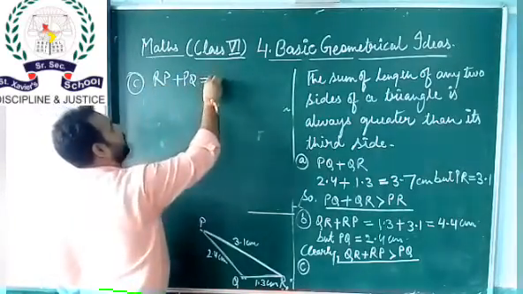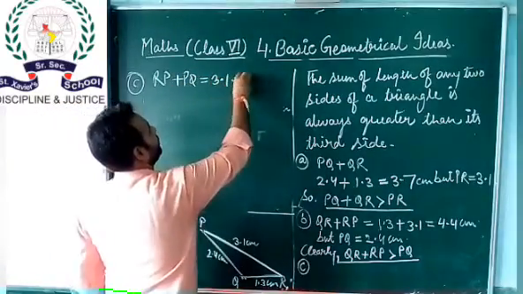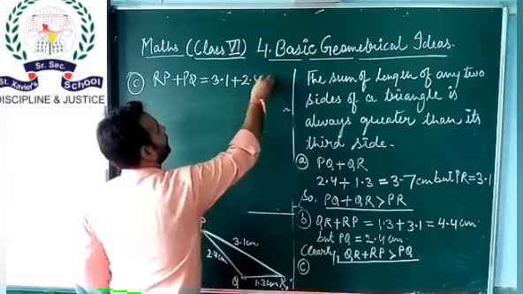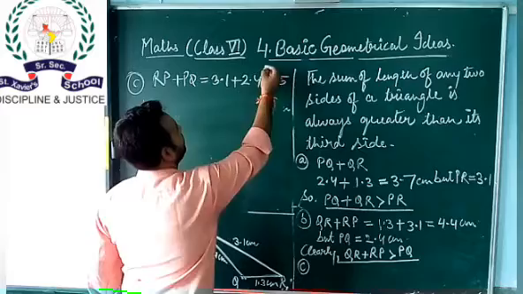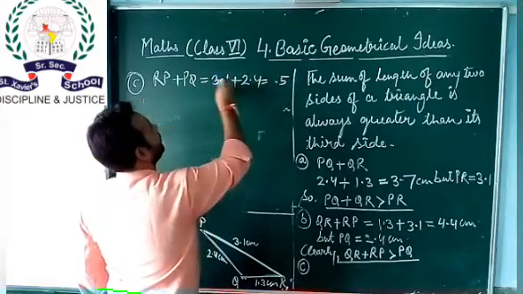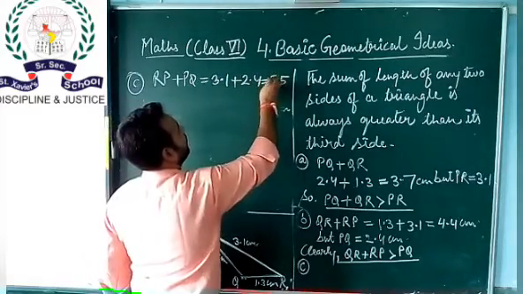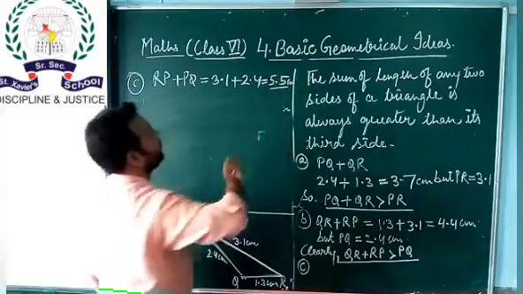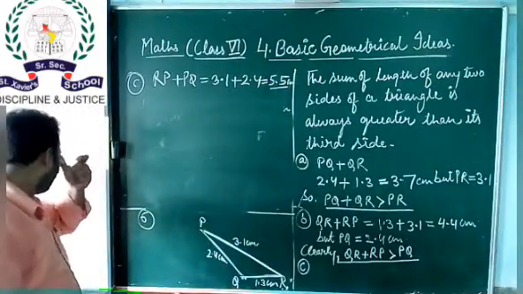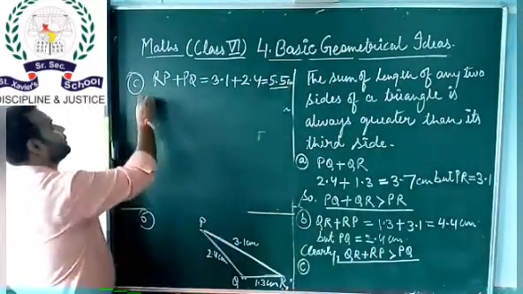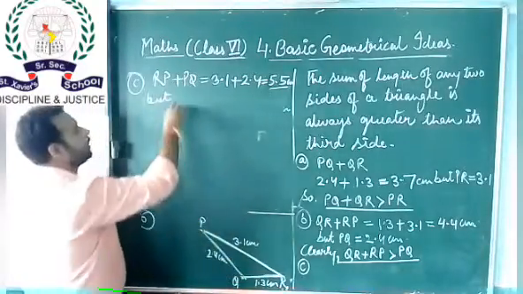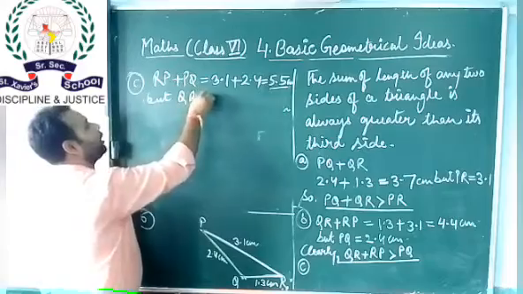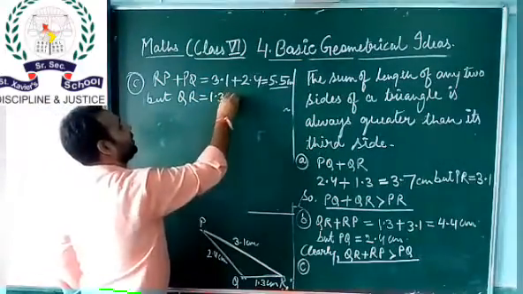RP is equal to 3.1. PQ is equal to 2.4, and the sum of these two line segments is 5.5 centimeter. But QR is only 1.3 centimeter.